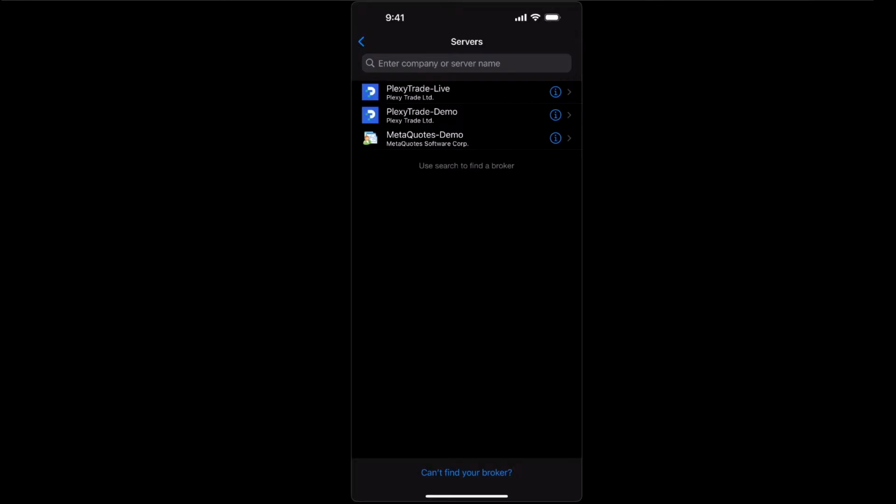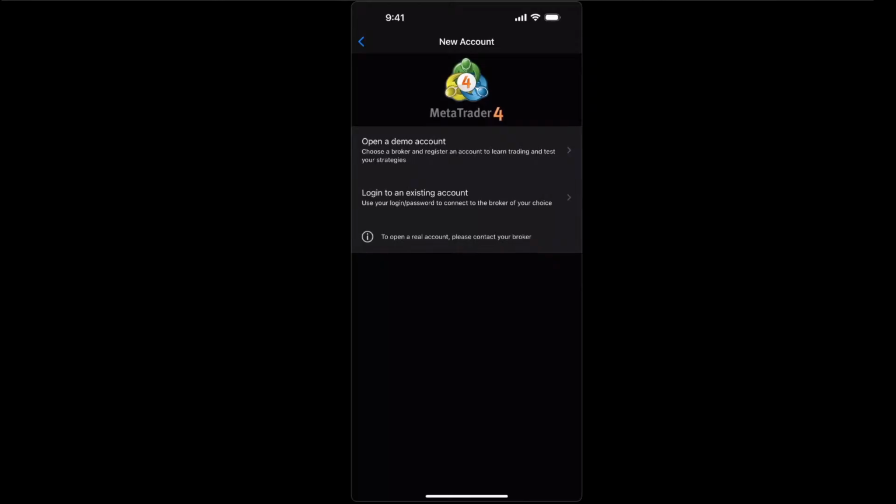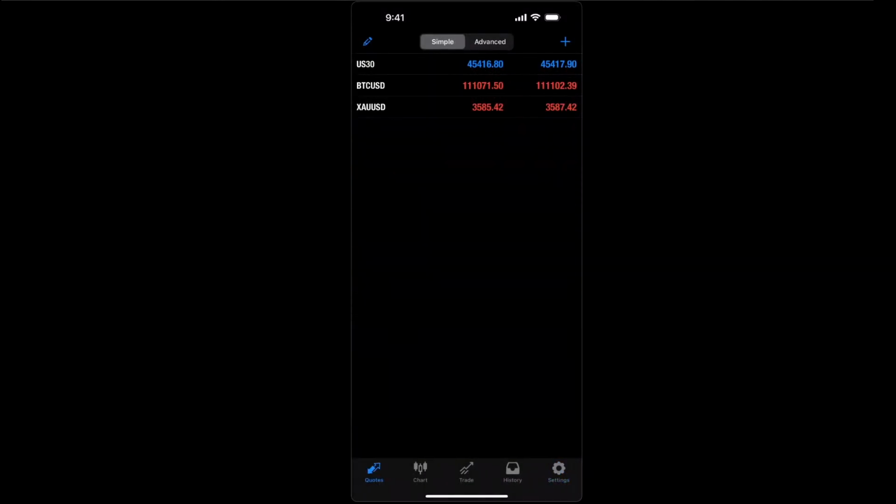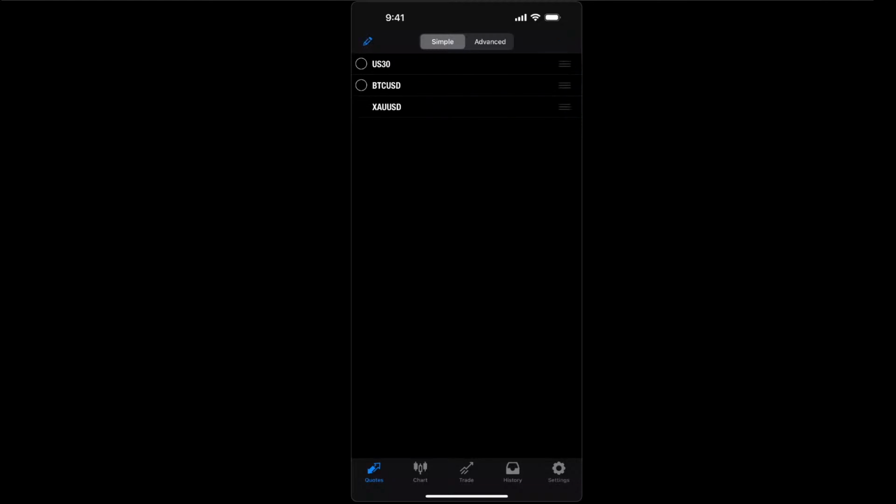Once you log into the account, you're going to come here. It's going to be a whole bunch of different pairs. You're going to hit the pencil sign on the top left and delete everything you don't need. And you're only going to add these. These are the only things I trade: US 30, Bitcoin, and gold.